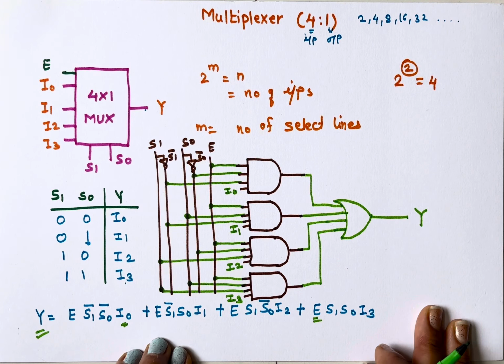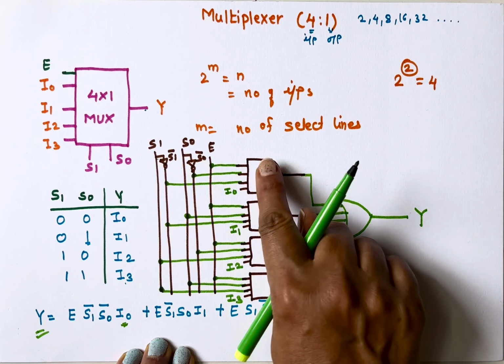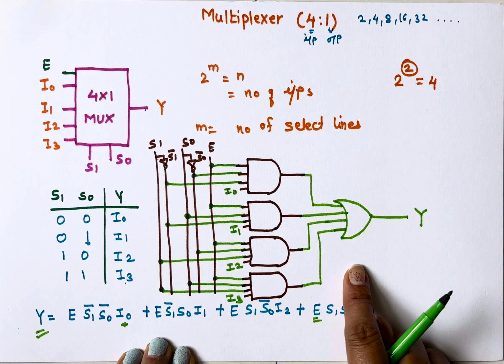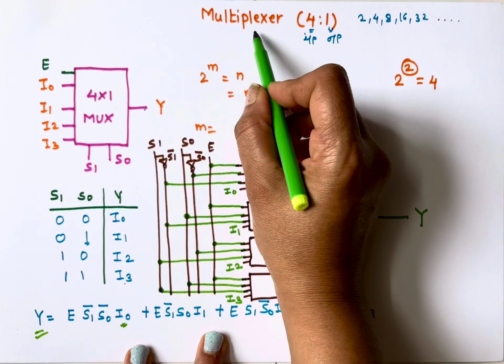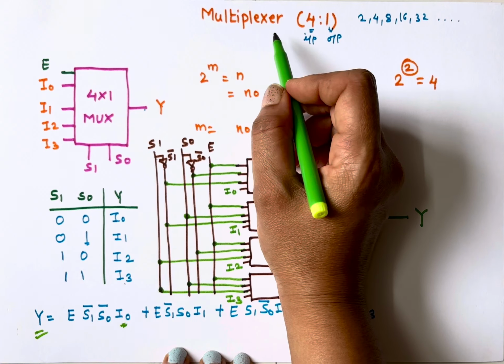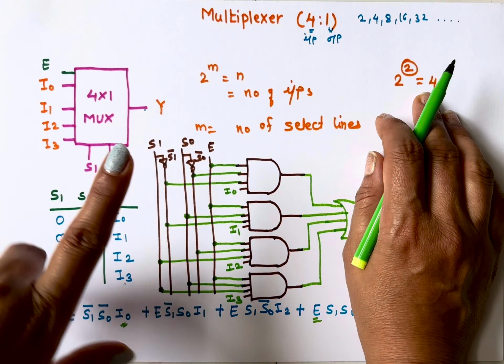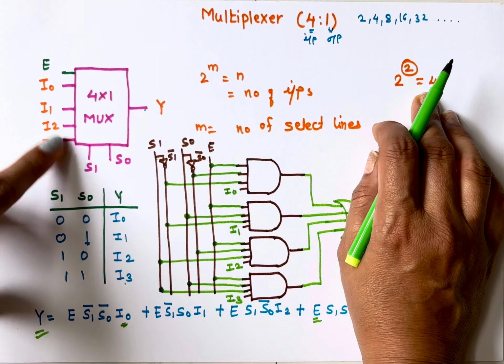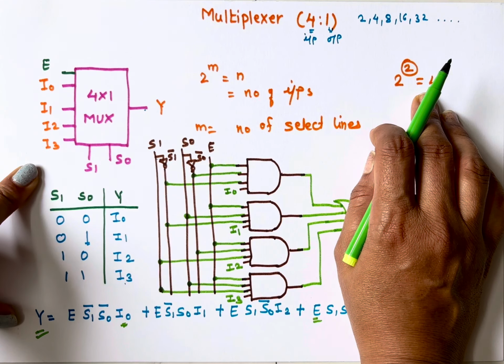So in this way, we can implement our 4:1 multiplexer using AND gates and OR gate. So in exam, if the question is to explain multiplexer, then you need to start with the definition. Multiplexer is a combinational circuit which has many inputs and one output. Then you need to draw this block diagram. You need to explain the relationship between select inputs and data inputs.